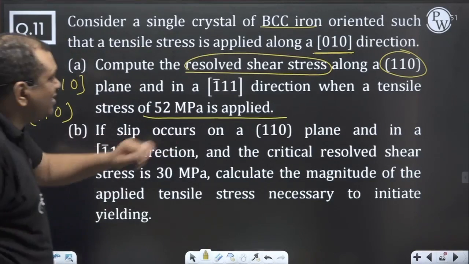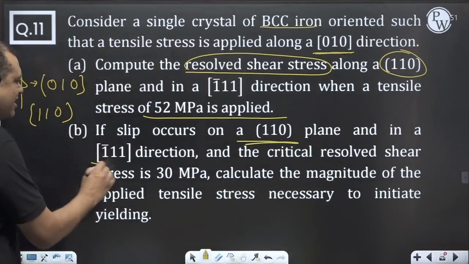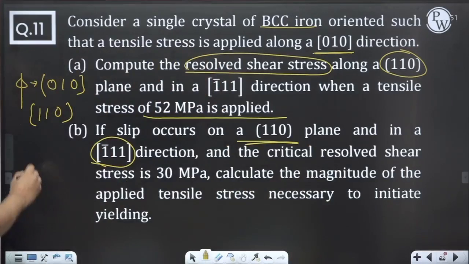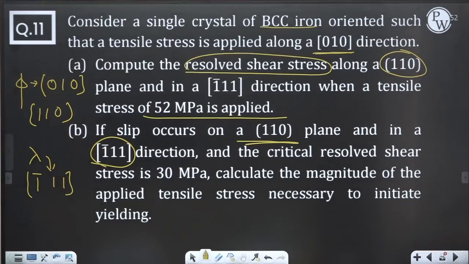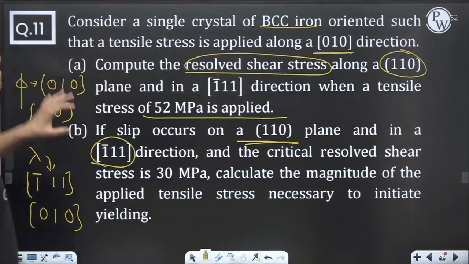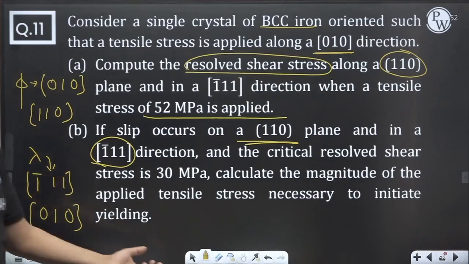If the slip occurs, now slip occurs at 1, 1, 0 and in this direction. So now what is my lambda? As per the definition of lambda, the angle will come between 1 bar 1, 1 and 0, 1, 0. This will remain the same. So the first statement will give you the value of phi, the second statement will give you the value of lambda, and the problem will be easy.